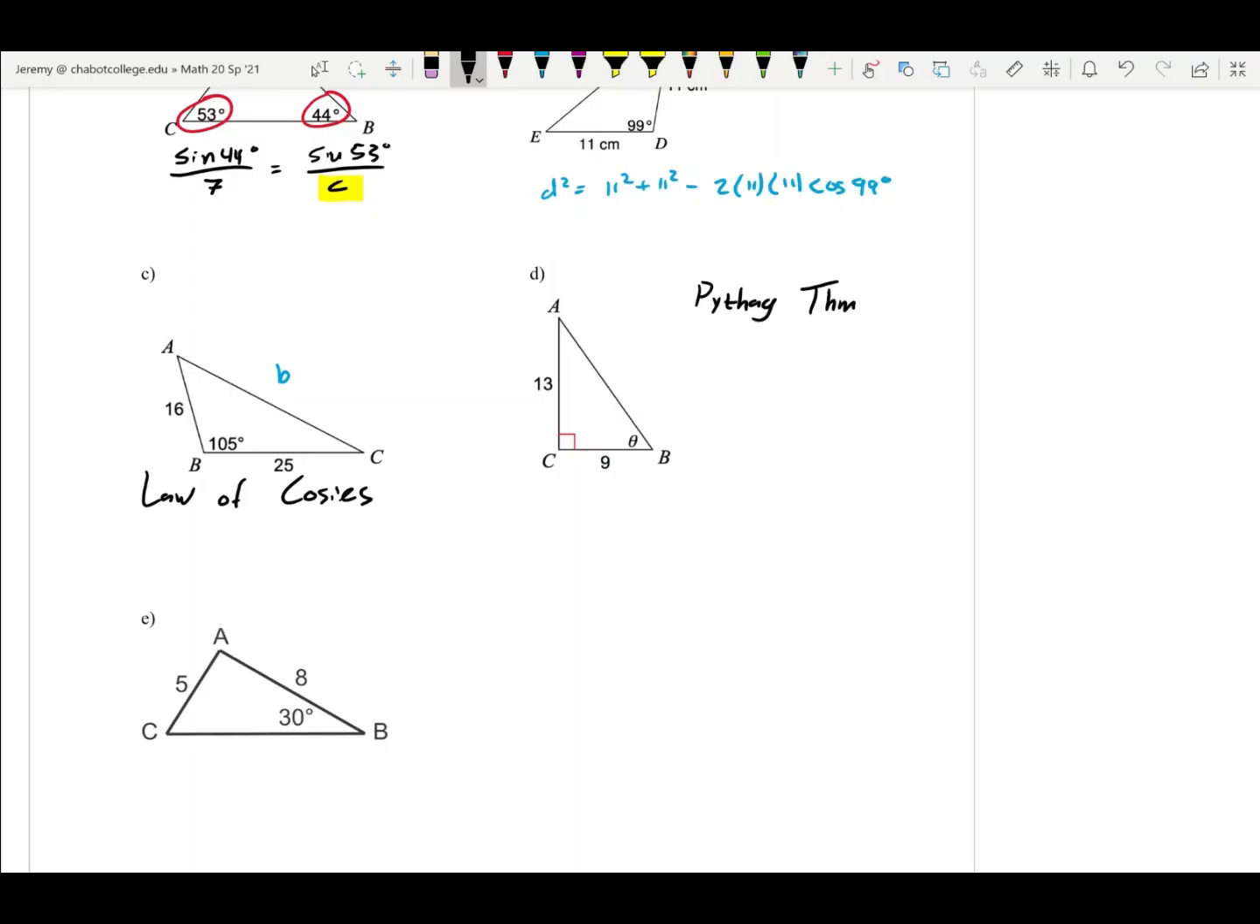So I could use the Pythagorean theorem. I could also work with a tangent function. Say, hey, tangent of theta is equal to opposite over adjacent, and I could solve for that angle theta.